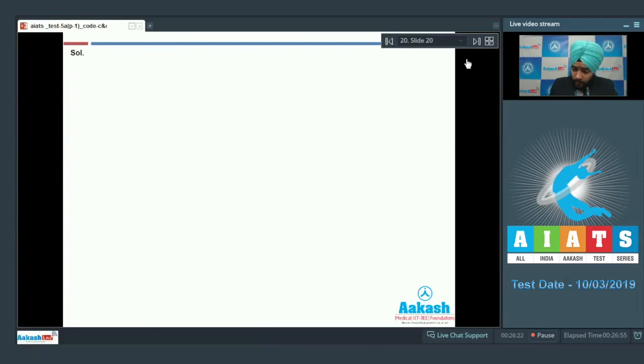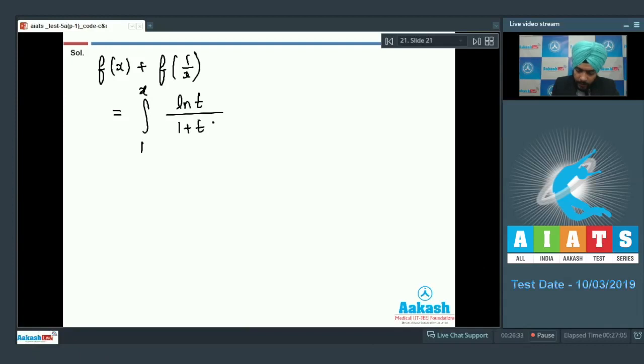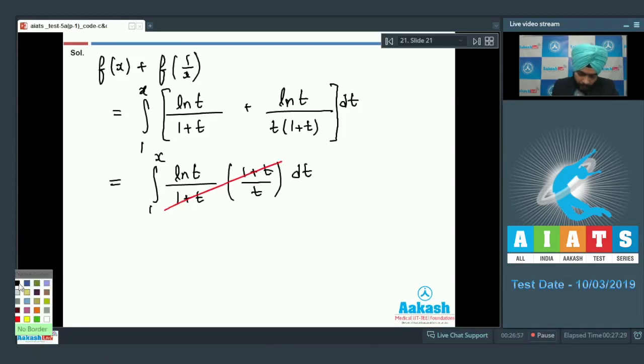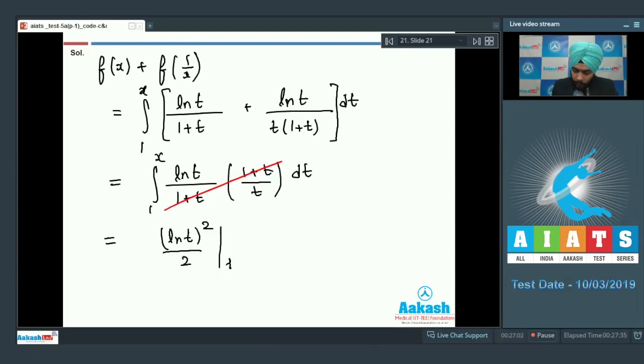Talking about their summation, we have f of x plus f of 1 by x. The limits are same now. We have 1 to x ln t upon 1 plus t dt plus ln t upon t into 1 plus t dt. Students, ln t upon 1 plus t is common. So we have 1 plus t upon t dt. It is quite easily integrable. 1 plus t getting cancelled. So we have the answer as ln t whole square upon 2 from 1 to x.